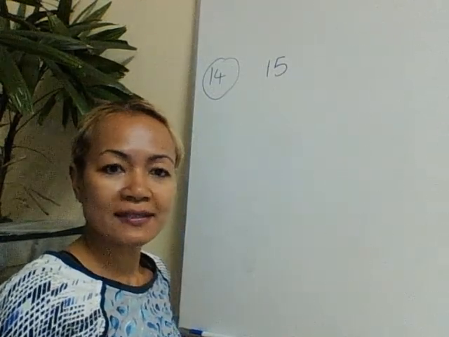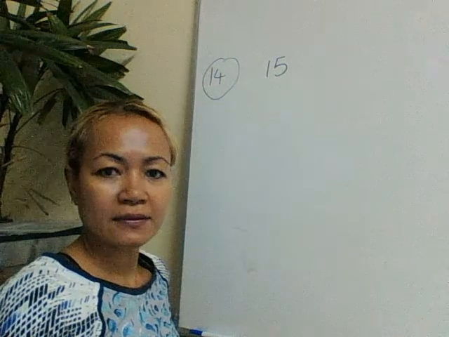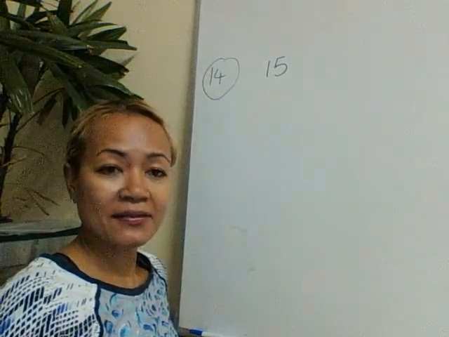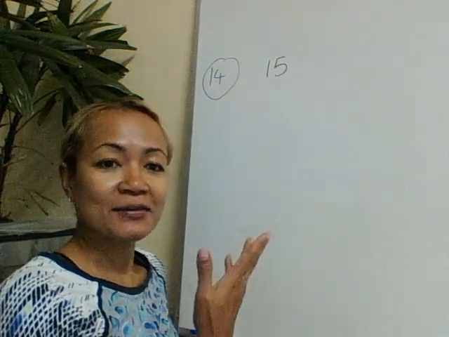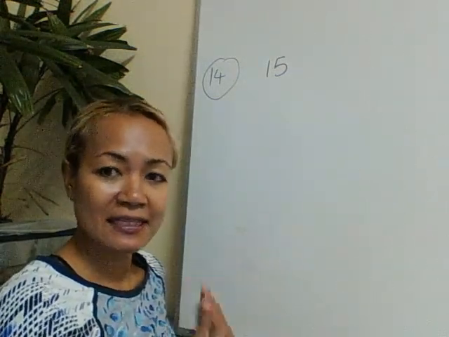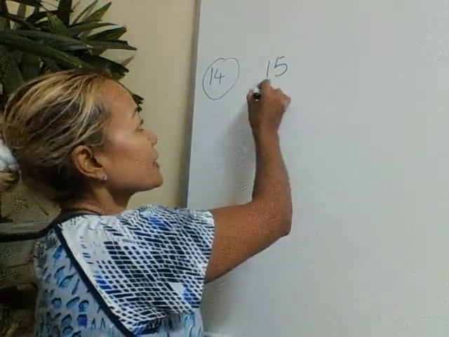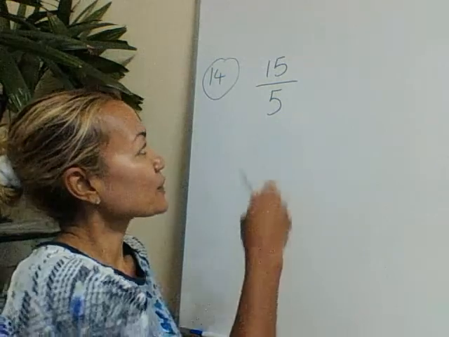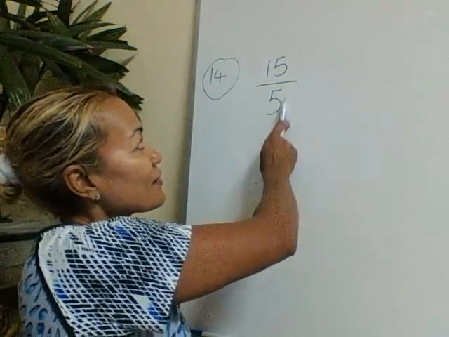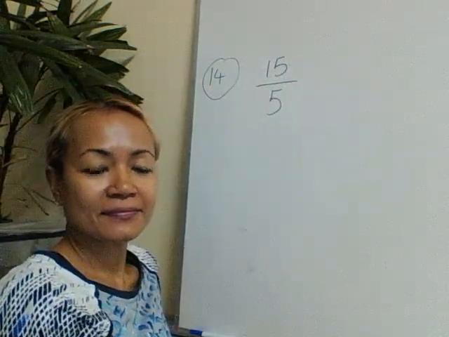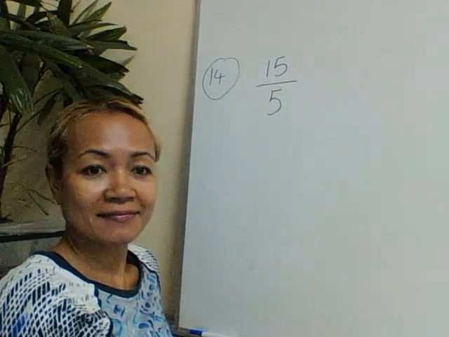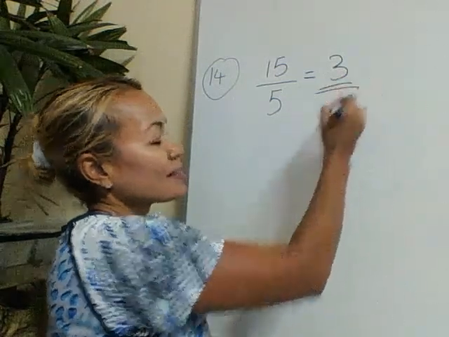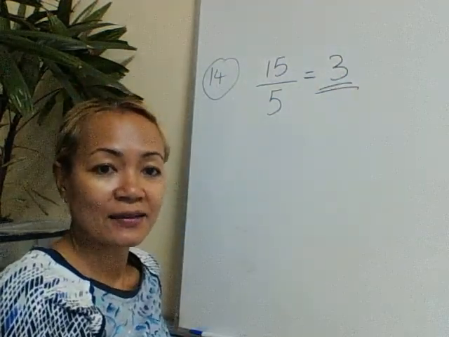Question 14 tells us we have 15 apples and they want us to divide it equally amongst 5 children. So the answer really is just 15 divided by 5. In other words, what number times 5 is equal to 15? 3 5s are 15, right? Each child will get 3 apples.